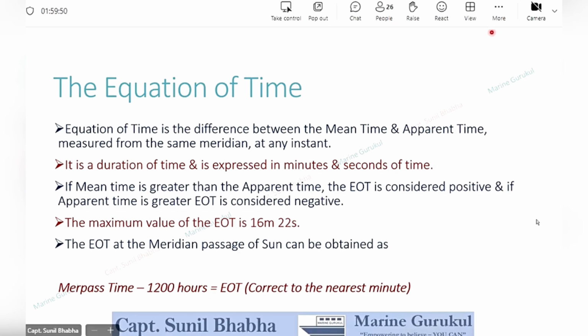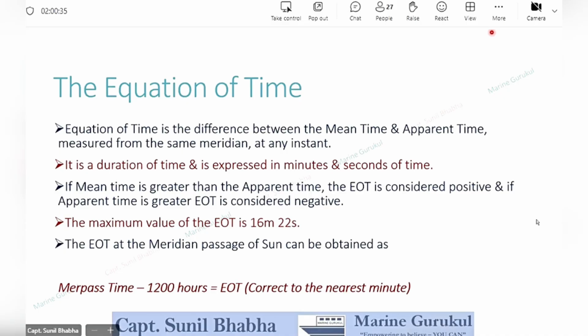We know that the mean sun moves with a uniform speed, uniform lateral speed on the equinoctial, but the true sun keeps on changing its speed because of Kepler's laws of planetary motion. The true sun's speed keeps on changing. So at a particular point of time, it is possible that the true sun is moving faster and the mean sun is left behind. And at another time, it is possible that the true sun is moving a little slower and the mean sun takes over and is running ahead. The difference between these two is given by the equation of time.